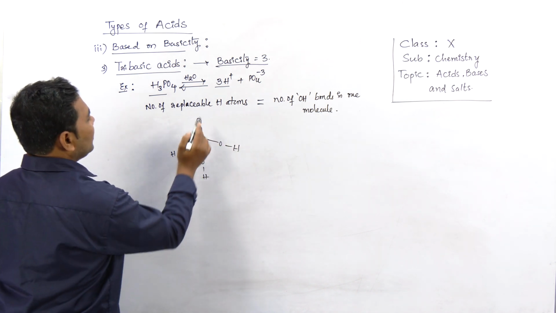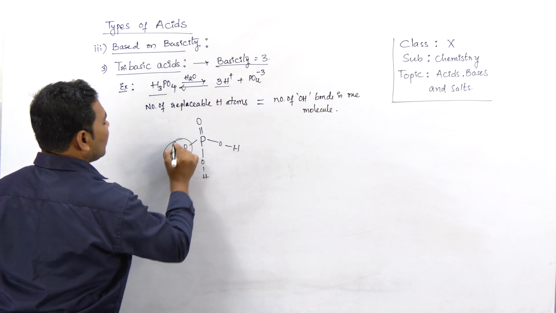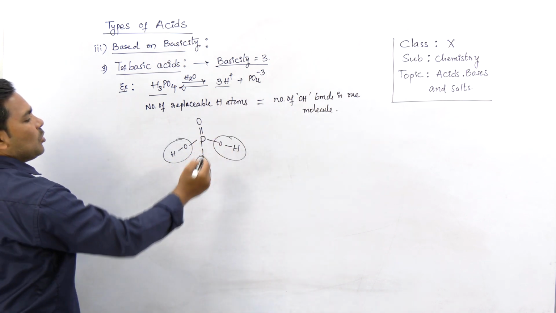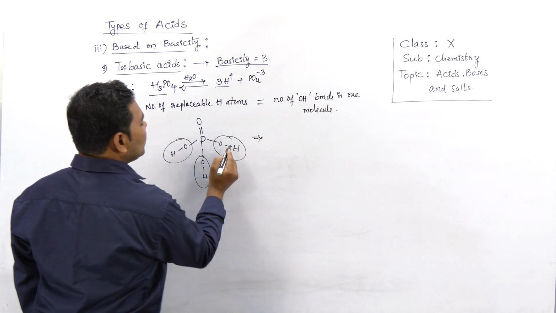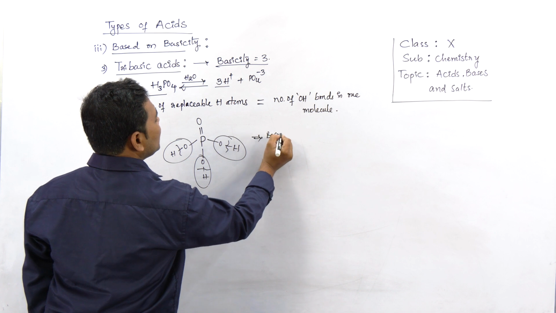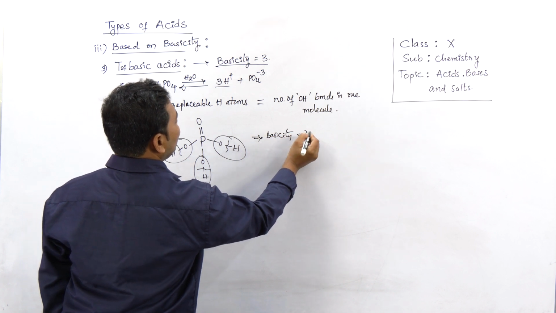So now you can find the number of OH bonds. This is one OH bond, second OH bond, third OH bond. Since 3 OH bonds are there, these 3 are replaceable hydrogens, making the basicity of the acid 3.